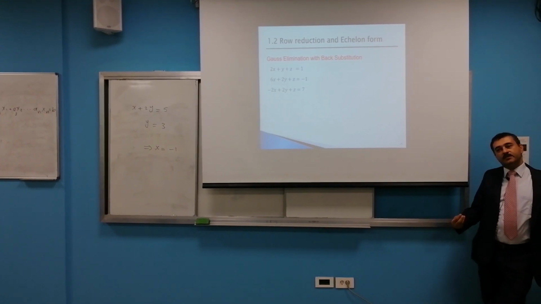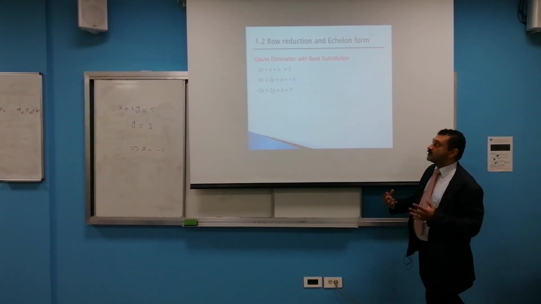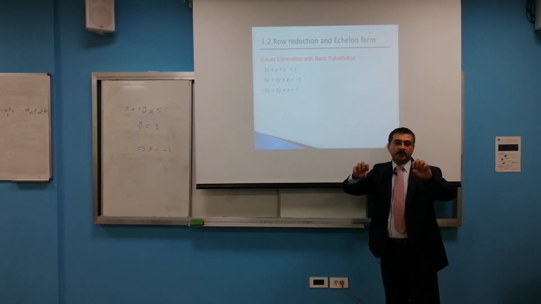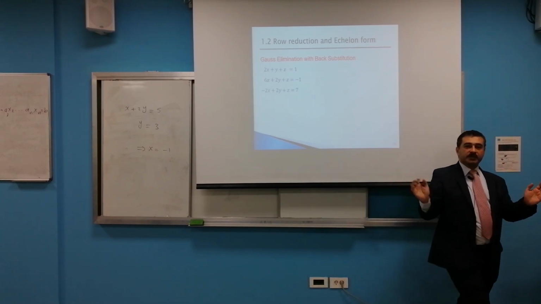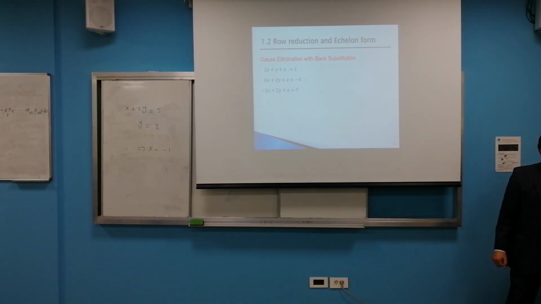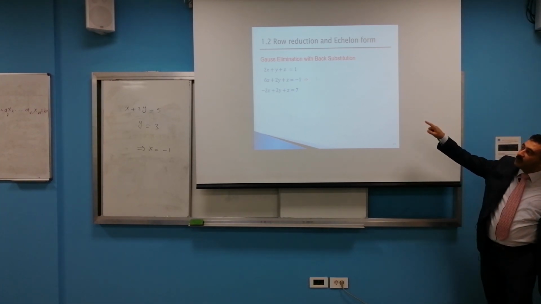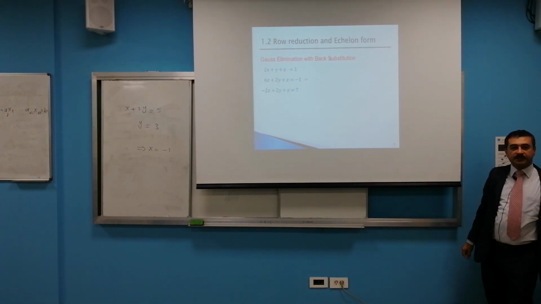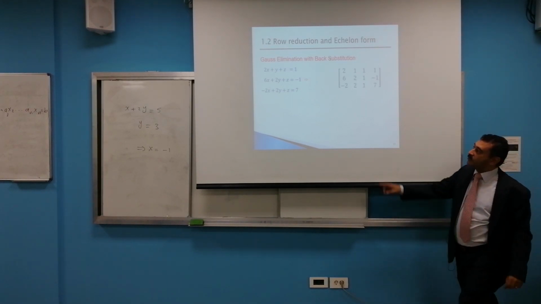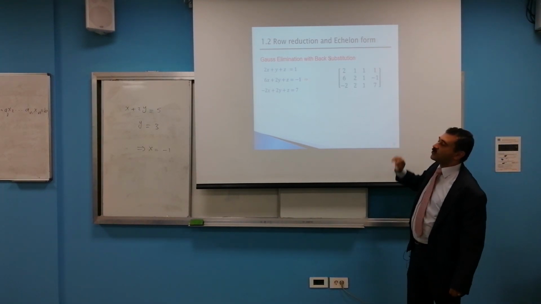So the first step is to write what is called the augmented matrix. We take only the numbers of the equation and put them in the matrix. So the first equation would be 2, 1, 1, 1 in the matrix. And the second equation 6, 2, 1, negative 1, and so on.